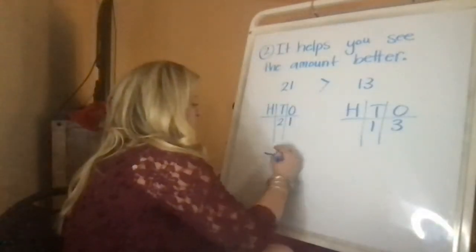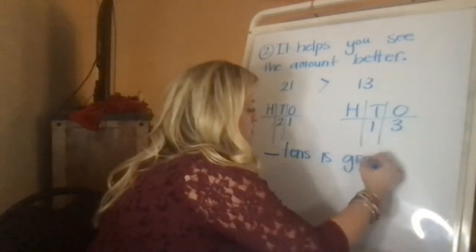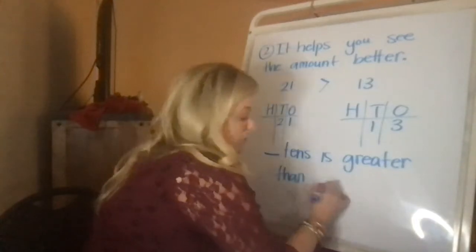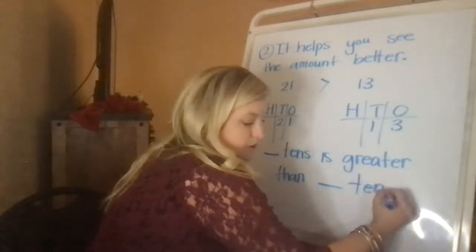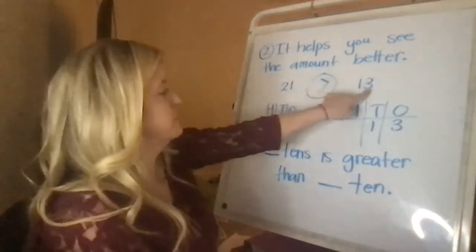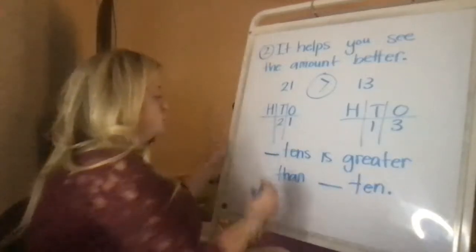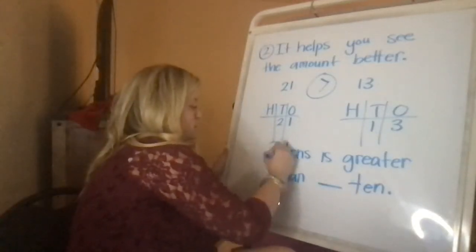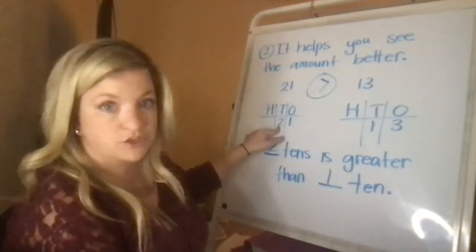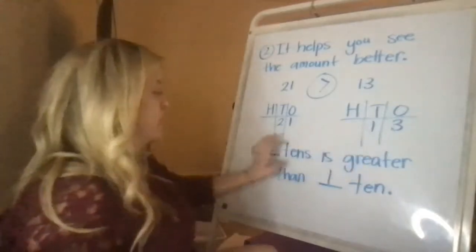So down below it says blank 10s is greater than blank 10, period. And then down below, you're going to put what this is. So 21 is greater than 13. Blank 10s is greater than blank 10. So 2 10s is greater than 1 10. If I have $20, right, 2 10s, it's better than $10 bills or a $10 bill, right? Yeah, it's greater than.